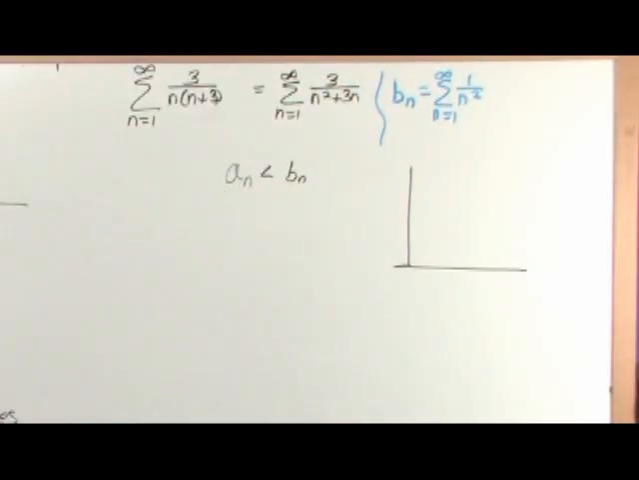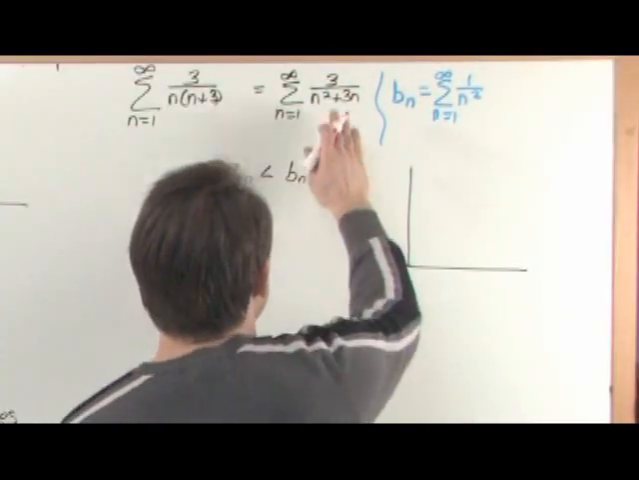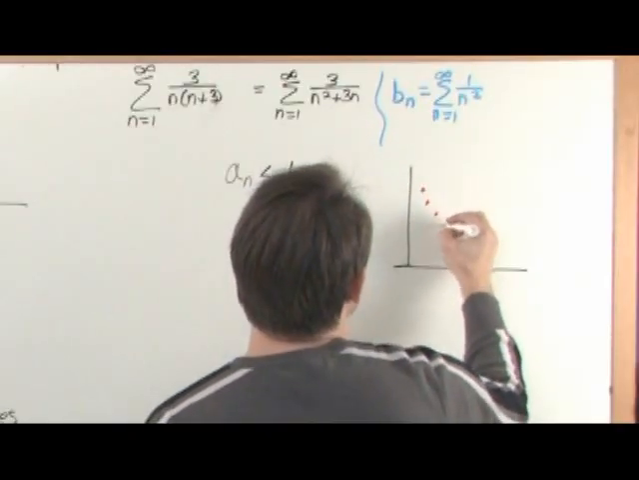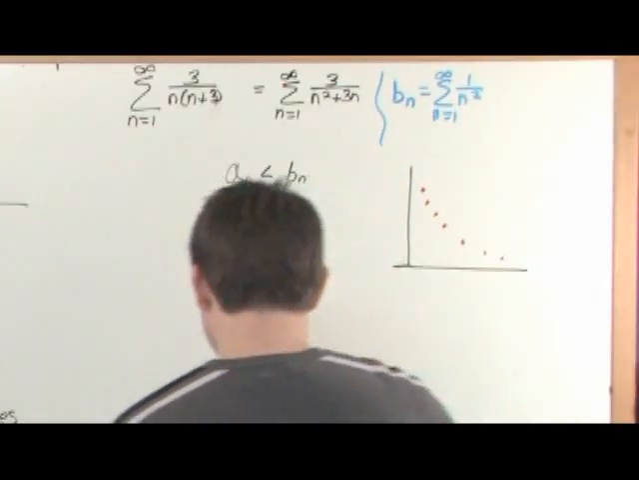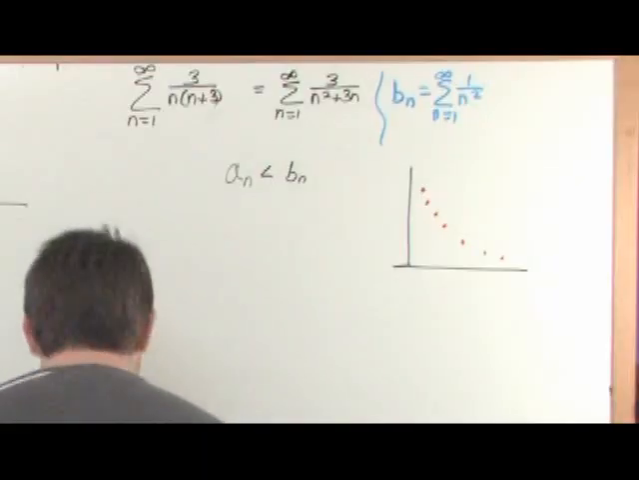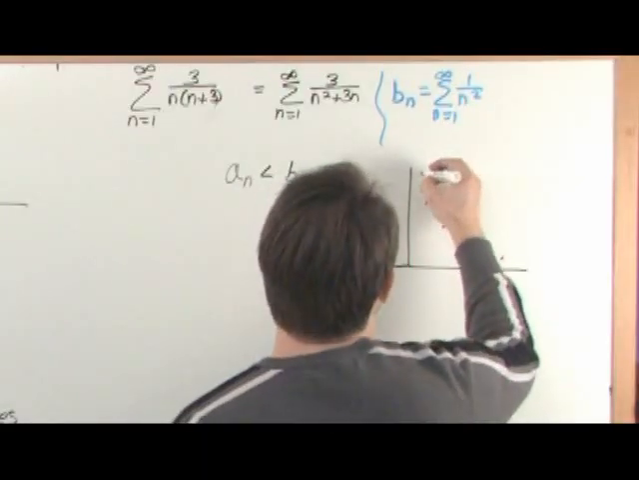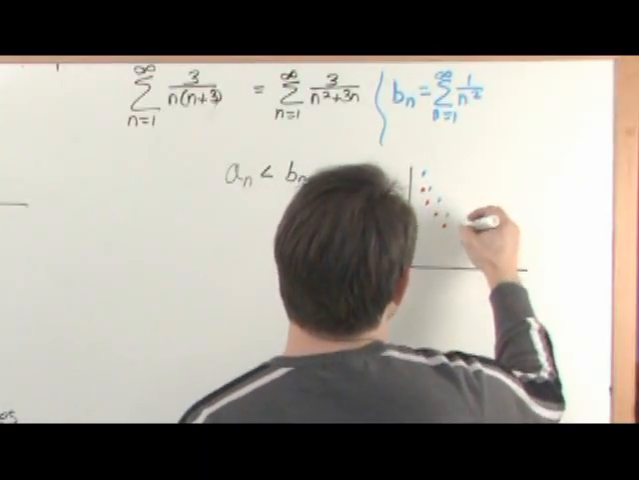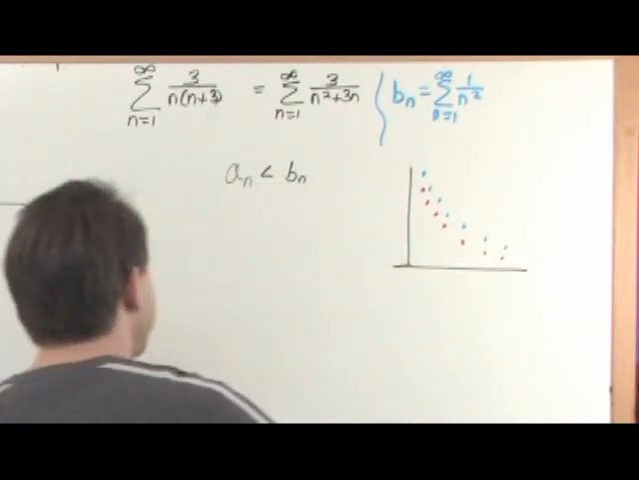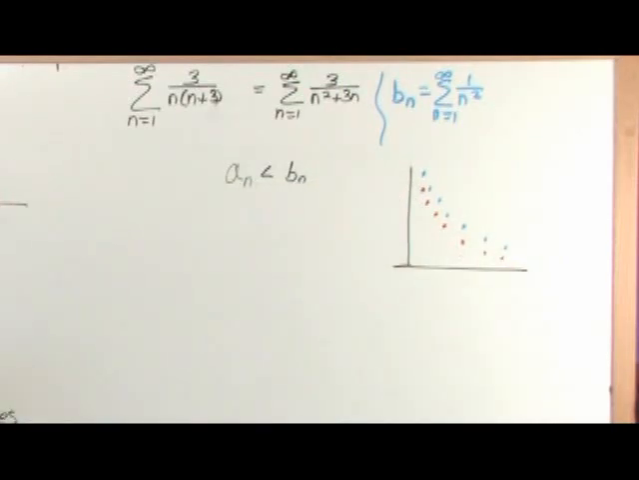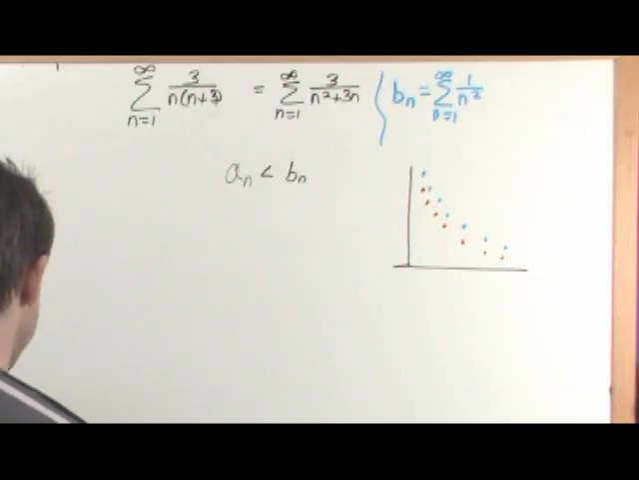So using our colors like we've been doing, the original a sub n would be these terms. Okay, and then we have shown that this b sub n that we pulled out of thin air is going to have larger terms. So it's going to sit on top. So we need to find out if it converges or not. If it converges, it'll squeeze the other guy down.